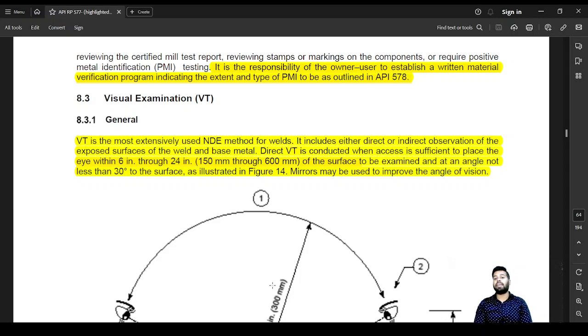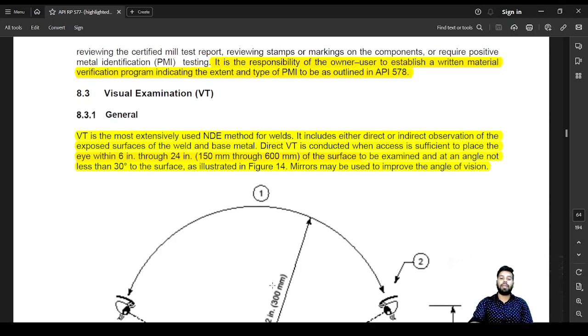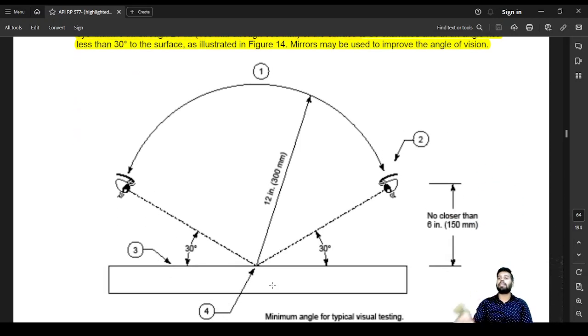It includes direct or indirect observation exposed to the surface of the weldment and the base metal. The direct VT is conducted when access is sufficient to place the eye within 6 inches to 24 inches of the surface to be examined, and the angle is not less than 30 degrees as illustrated in figure 14. So direct examination is when the part is completely accessible to the inspector. If the inspector can go up from 6 inches to 24 inches between the part and the angle is 30 degrees, then it is going to be the better inspection.